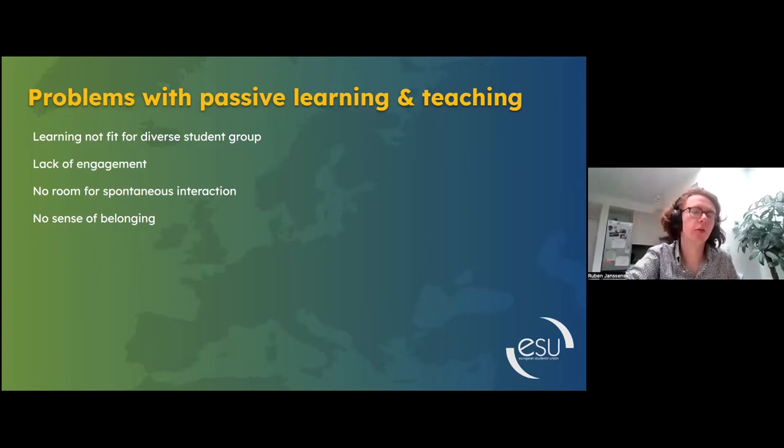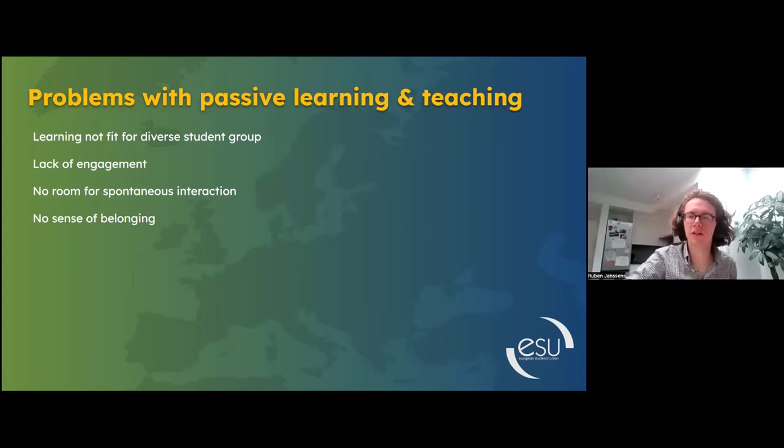And the fourth problem that we have is a lack of sense of belonging. So if you're in this mass study program, if there's not really any interaction with the teacher and with your fellow students, then of course you're not really going to feel like you belong in this program. You're not going to be motivated to continue in this program. You're not going to be engaged, and that's also going to contribute to actually missing the learning outcomes and not being as engaged in the end.